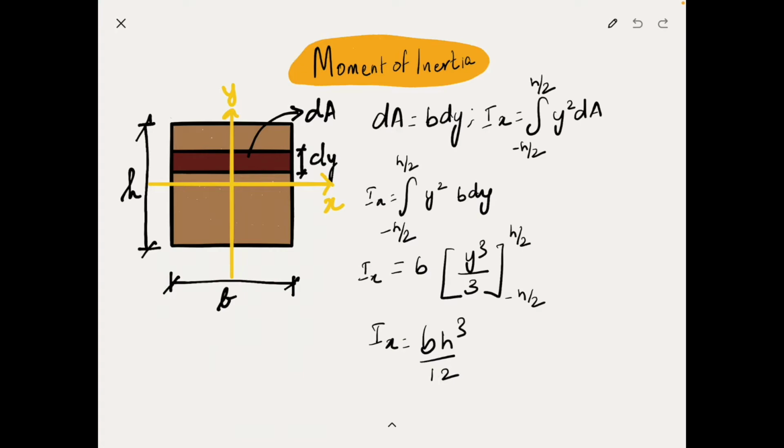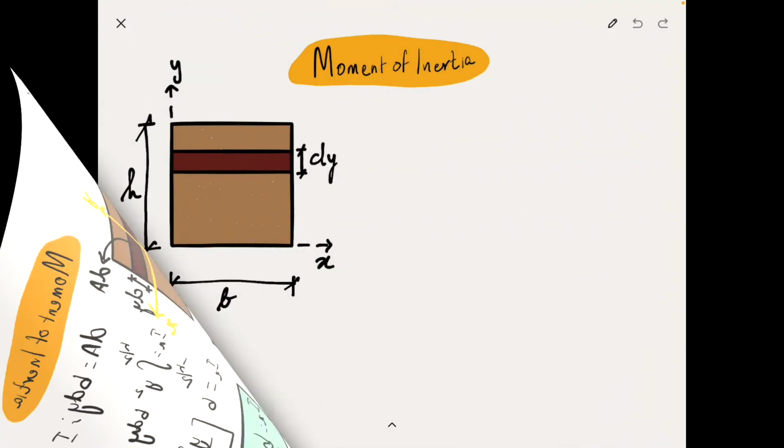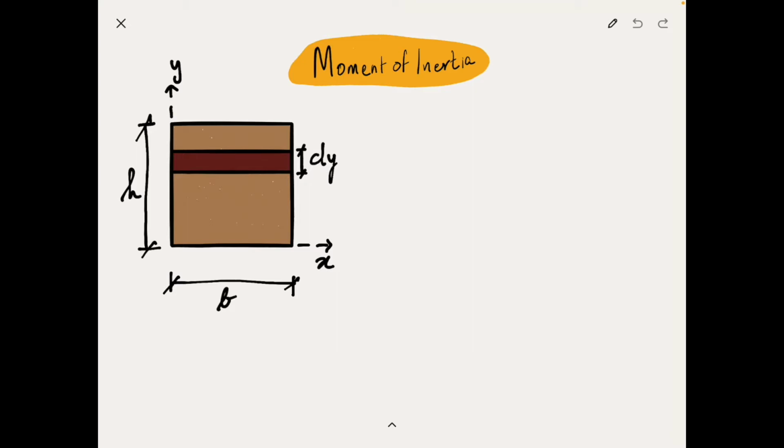To calculate Iy, the moment of inertia along the y-axis, we can simply exchange breadth and height. Then we will have Iy is equal to h b cubed divided by 12. Now these are the moments of inertia of the rectangular cross section along the x and y axes respectively. Let's now try and derive the moment of inertia for the same rectangular cross section but with a different reference axis. Here I have my reference axis at the bottom edge of the rectangle.